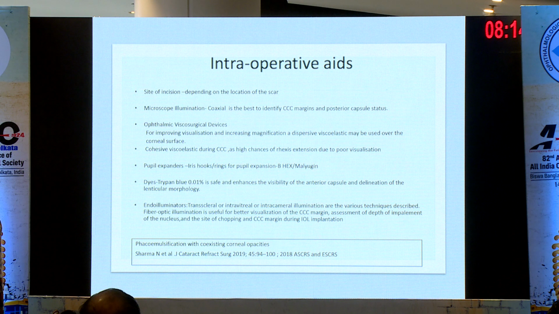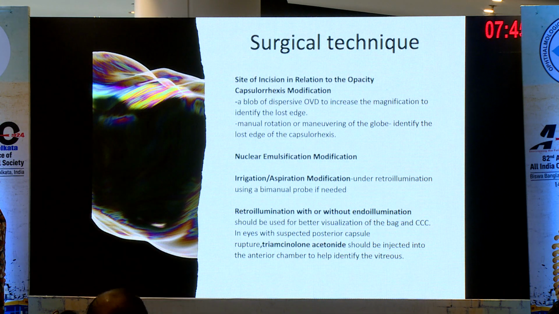Some of the intraoperative aids are avoiding the site of incision at the site of scar, using coaxial illumination as we will see in the further videos, and viscosurgical devices for improving visualization and increasing magnification, use of pupil expanders in the form of iris hooks or BX rings, dyes for improving the anterior capsular visualization, and endoilluminators as we have seen in the earlier videos.